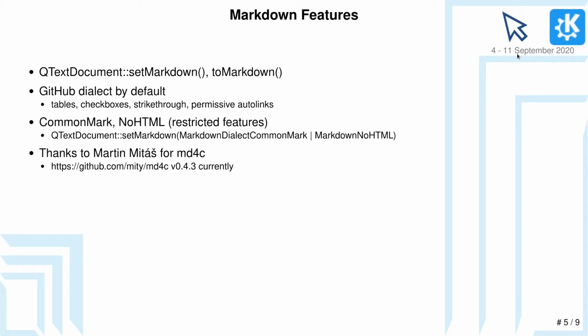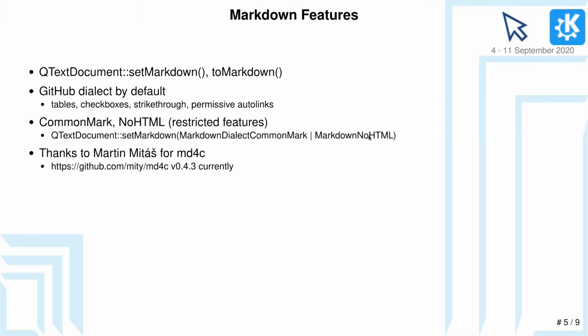So the feature set that we have: QTextDocument already had toHtml and setHtml, and so alongside those, I added setMarkdown and toMarkdown. We support the GitHub dialect by default. When you call setMarkdown, in addition to giving the string that you want to parse, you can also give these flags. You can specify that you only want to use CommonMark without the GitHub extensions, and you can also set no HTML.